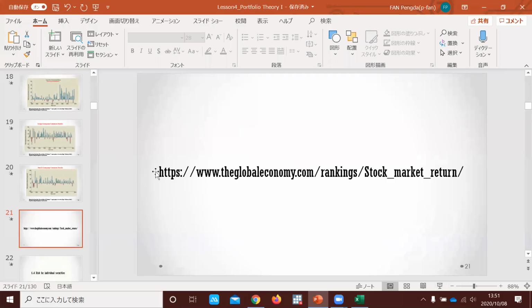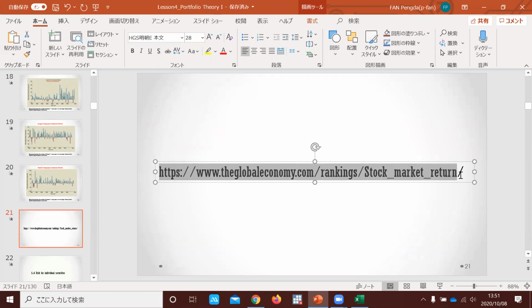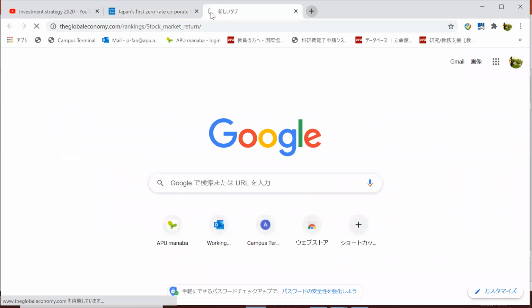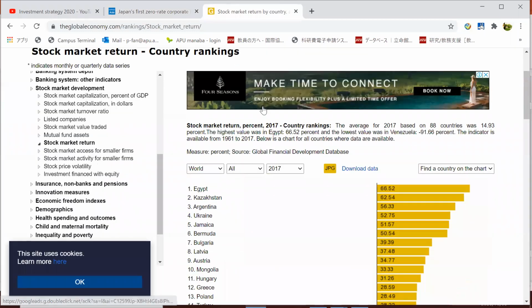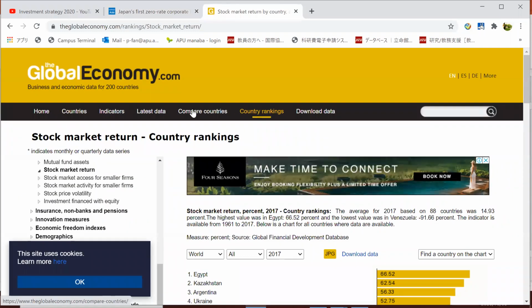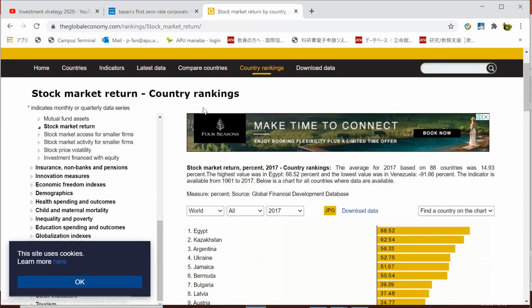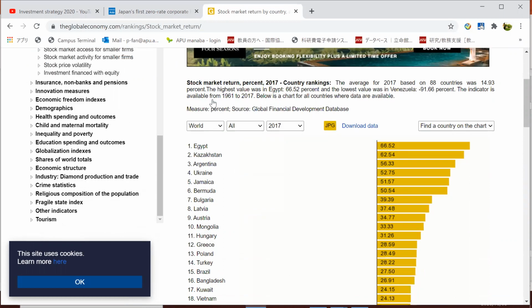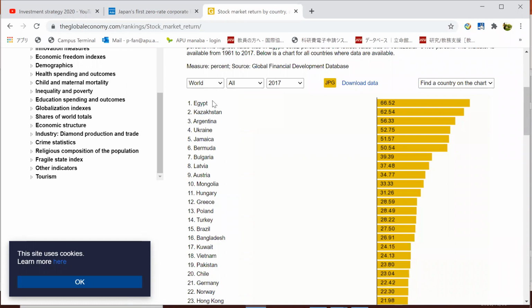Okay, so here is a link. So let's check what it is. So I think this is the stock market return country ranking. This is for 2017. So they calculate the average return for the whole market by country. And the highest one's realized return is 66%.